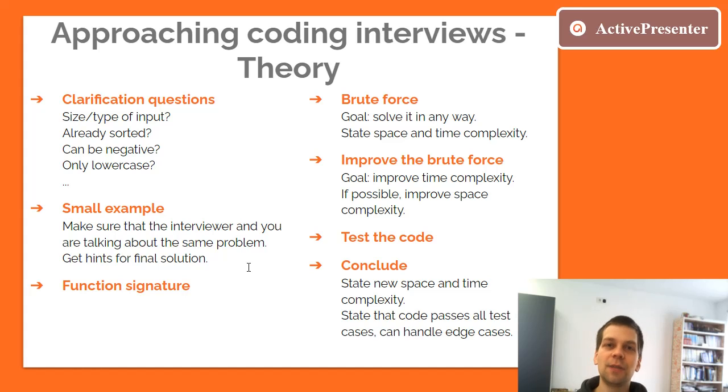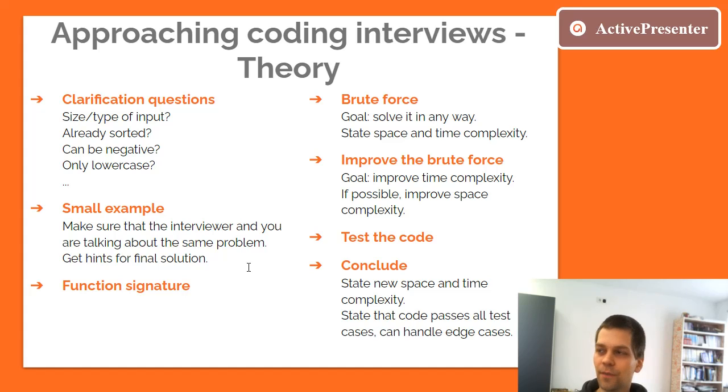Step 3 is about coming up with a function signature, or in case of a class, it's also the outline: what would be the member functions, what would be the fields in the class. This is usually something that, if you practice online, is already given, but in a real life scenario, it is not.